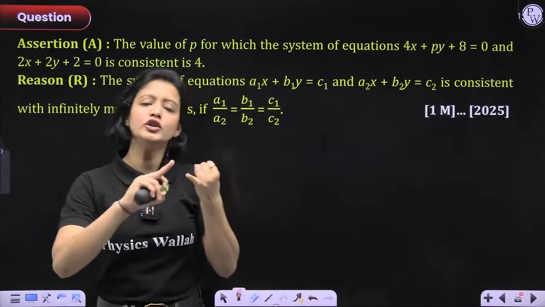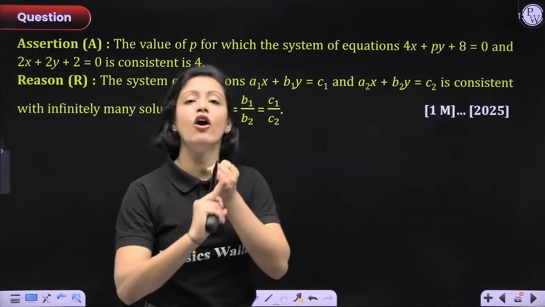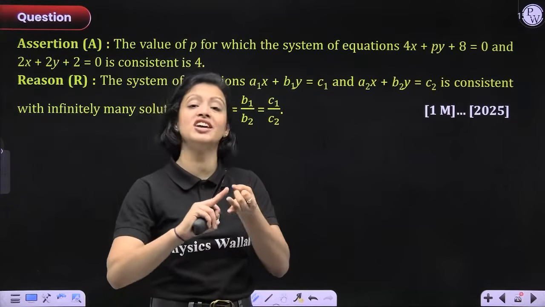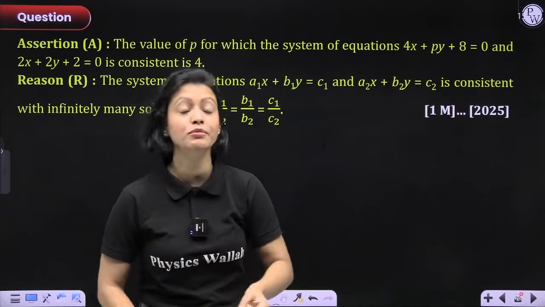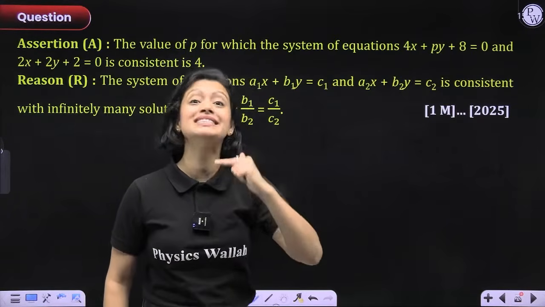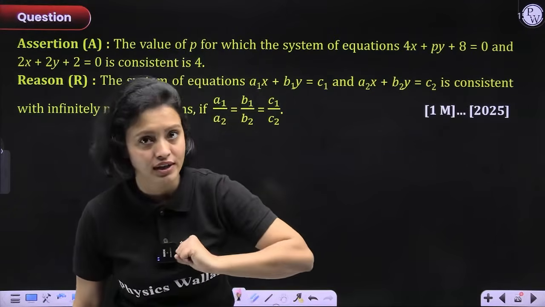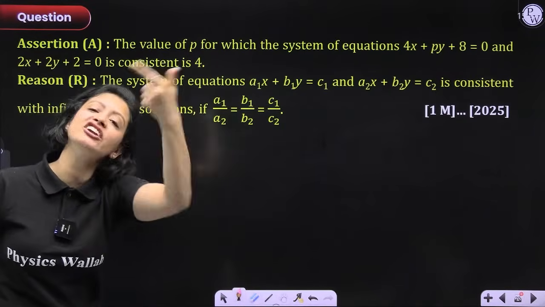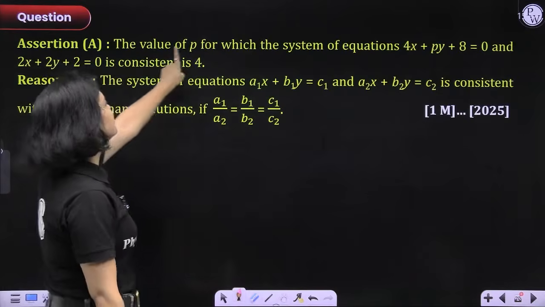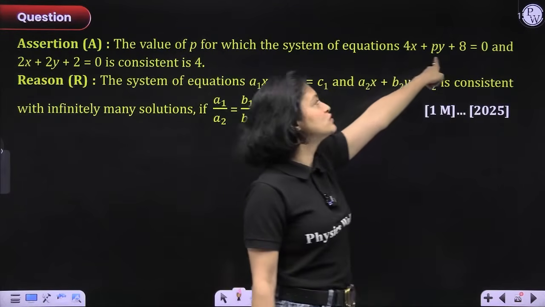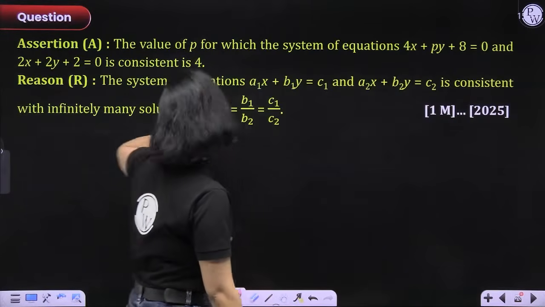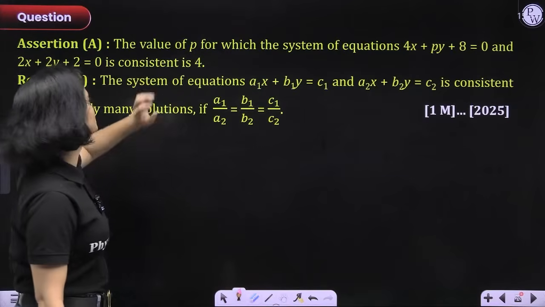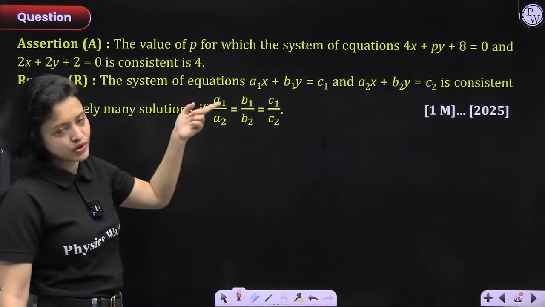So first of all, you will check the validity of the assertion part, then you will check the validity of the reason part. Matlab, you will check whether both the statements individually are correct or not. Okay? So let's see the first statement, everyone, and see whether it is individually correct or not. The value of p for which the system of equations 4x plus py plus 8 is equal to 0 and 2x plus 2y plus 2 is equal to 0 is consistent is 4.